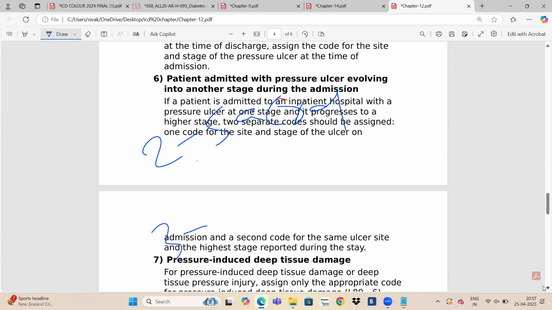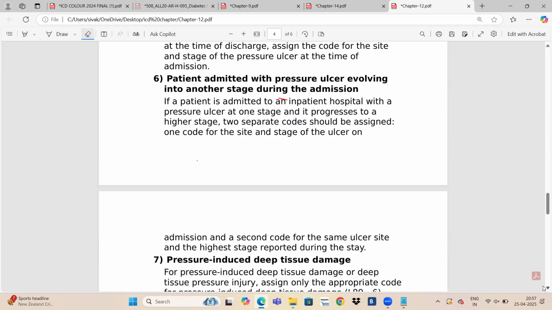We need to code both. Primary code stage 3 and secondary stage 2. Yes, we need to code both stages here. If the stage evolves from one stage to another, we need to code what stage was documented at the time of admission and what stage it progressed to after admission. Both stages we need to code. Clear? Two codes you need to add.